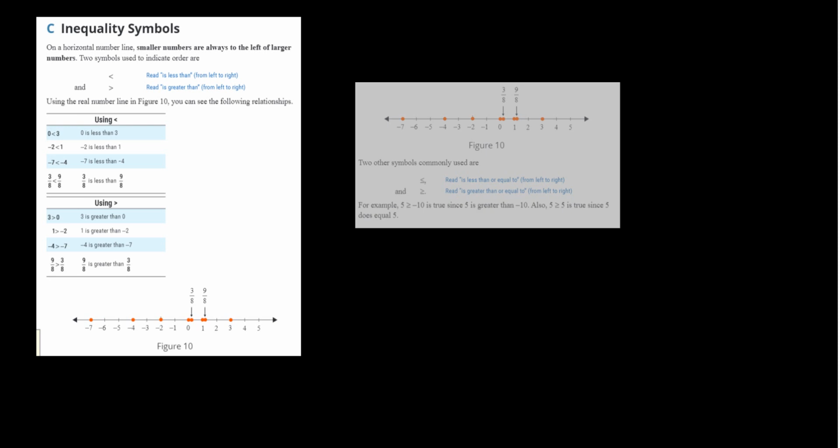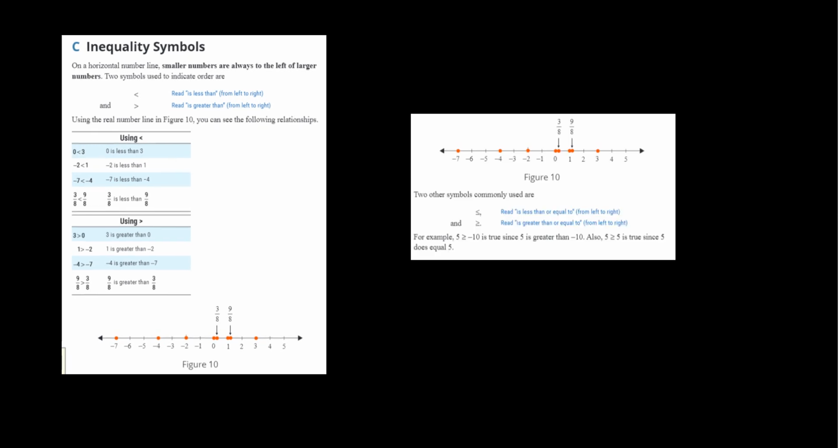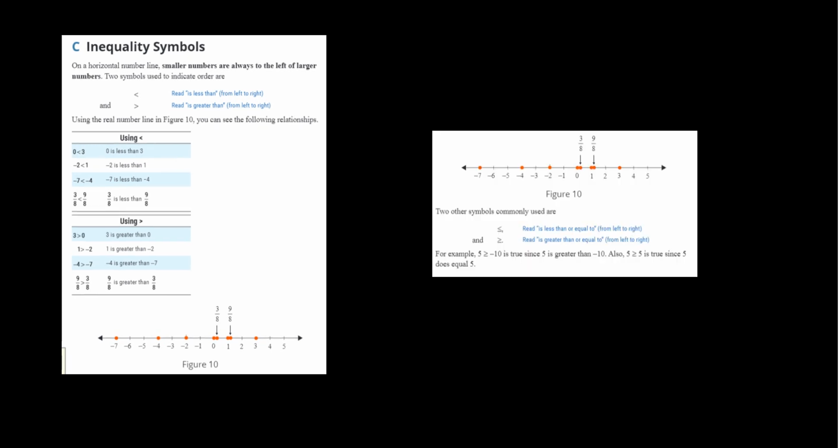Just reading left to right here. On a horizontal number line, smaller numbers are always to the left of the larger numbers. Two symbols used to indicate order are this caret to the left and this caret to the right. This is read as less than, this is read as greater than. So using the real number line in figure 10, you can see the following relationships.